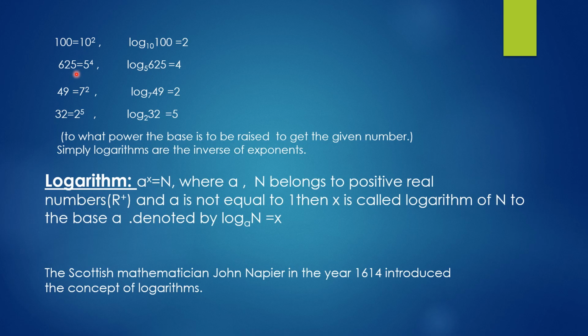So to get 625, what is the base here? 5 is the base. The base is raised to the power 4. Are you clear? Therefore, we can say that logarithm of 625 to the base 5 is equal to 4.